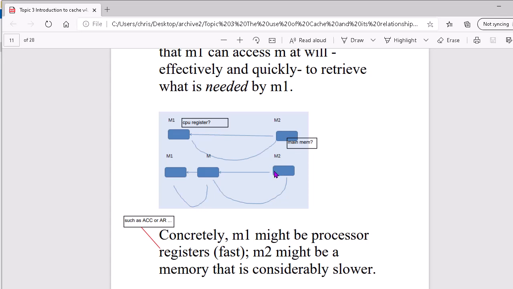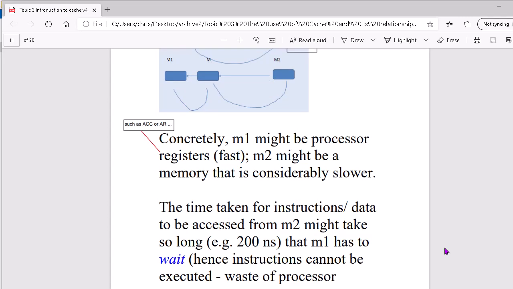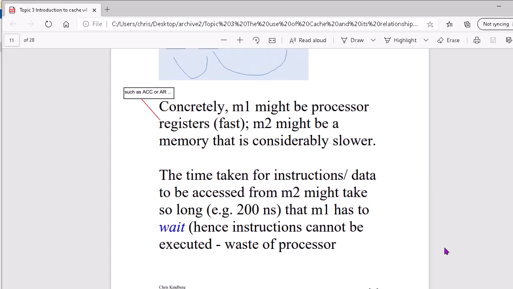The alternative way of organizing this system is that you've got main memory here. You fetch an instruction or data and you place it into M. This is memory M. This is the fast memory. Its access speed is very close to that of the register. Okay, so concretely, M1 might be a processor register, and M2 might be a memory that's considerably slower. The time taken for instructions or data to be accessed from M2 might be 200 nanoseconds. And it's a long time if your computer is working on data at the rate of 4 gigabytes per second. M1, unfortunately, would have to wait until the instruction or the data has arrived.